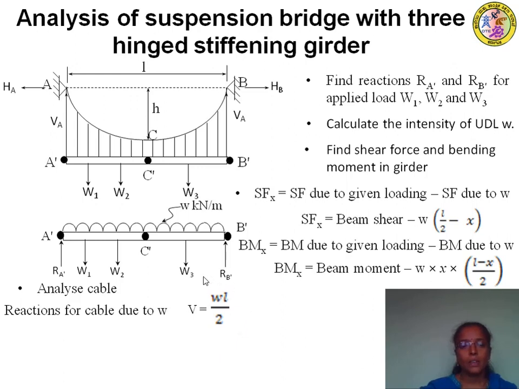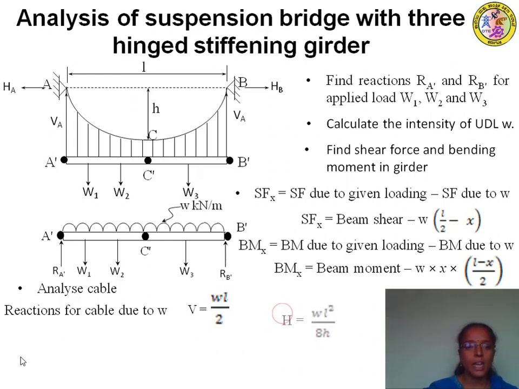So the vertical force due to this UDL, V, is given by... since it is equally distributed throughout its length, the vertical reactions will be exactly half. So they will be equally shared by the two supports. Therefore the vertical reaction due to this W is given by W into L by 2, that is, intensity into span divided by 2.